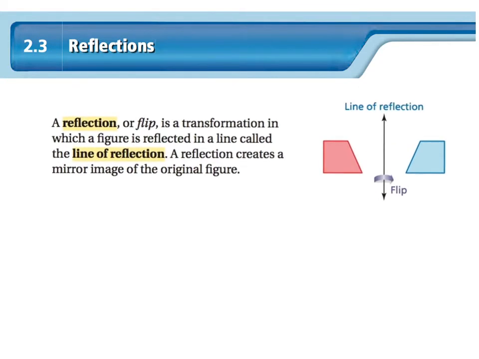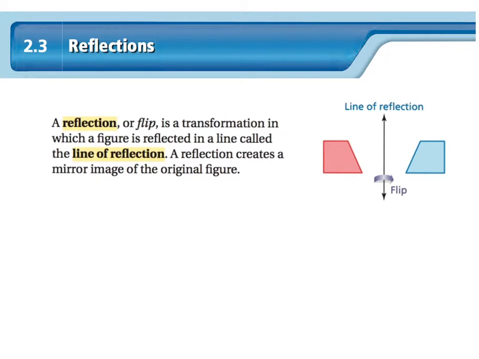In section 2.3, we're going to talk about reflections. Now, a reflection is probably something you've done where you flip something. But the better term that we're going to start using is reflection. It's like a mirrored image. So a reflection, which is a vocab word, here we go.